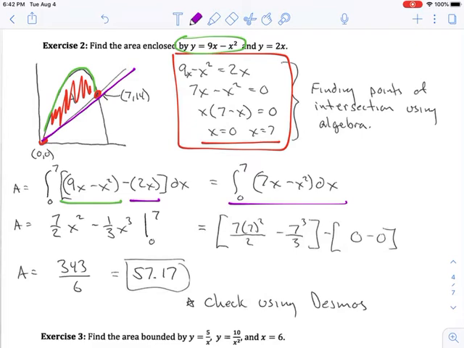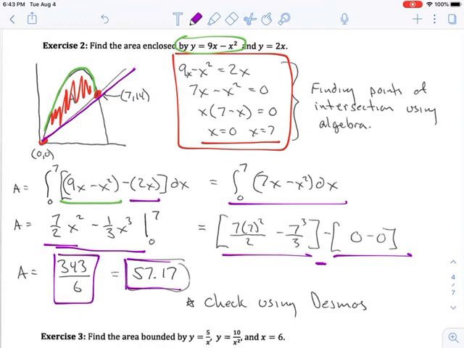So 7x becomes 7x squared over 2, and minus x squared becomes minus x cubed over 3, or minus 1/3 x cubed. I always like to write the fractions out in front. It makes using the power rule easier. And then we're evaluating all of this from 0 to 7. So plugging the 7s in, plugging the 0s in, subtracting them, you end up with 343 over 6, or 57.17. And again, we can check this using Desmos.